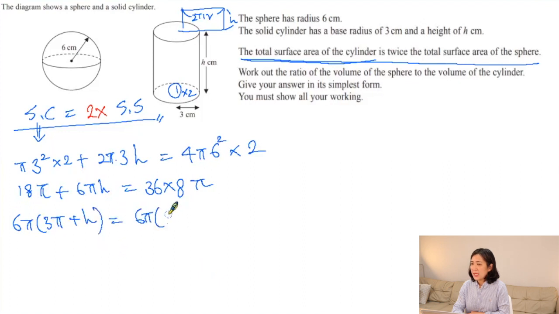3 plus h equals, then you've got 6 times 8 pi. Now let's divide by 6 pi. Now you see, you understand it. So it's not pi, I'm just removing it. Okay. Now we've got 3 plus h is the same as 48, right?